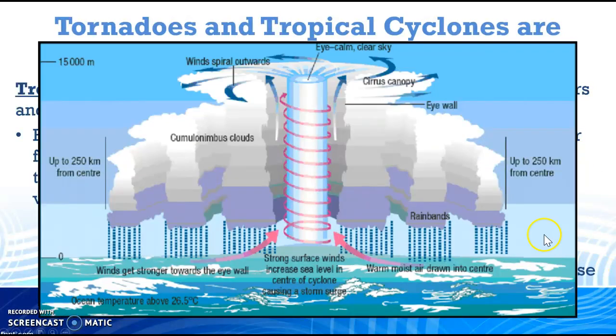Just to give you an idea here, we draw in our warm, moist air. It goes up, it gets cool. As the Earth rotates, it causes the winds to spiral out. And then as the cool air descends, it drops rain. And then again, it continues that loop.